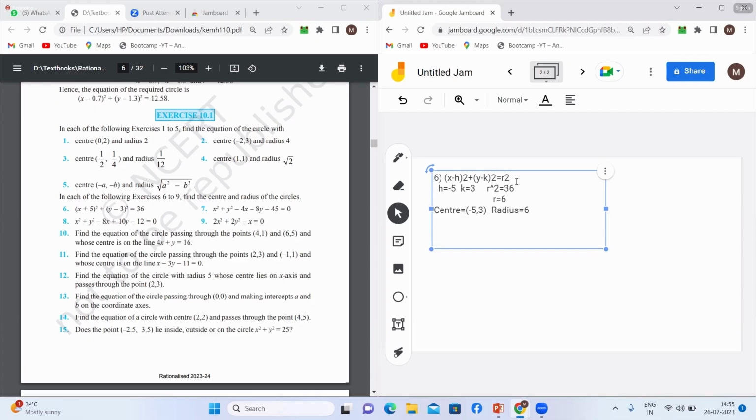Let's move to question number 8, because 7 and 8 are also the same thing. If I do question number 8, then question number 7 is already done. So let me do the 8th one. What is asked in the 8th question? We have been given the equation of a circle. Let me copy it down.